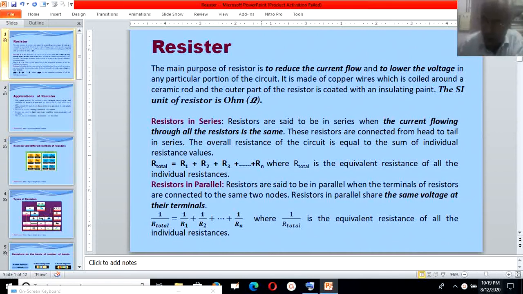Hello guys, in this video I am going to show you how to calculate the resistance of a general resistor. Before calculation, we will discuss the basic introduction of resistor, types of resistor and resistor code.